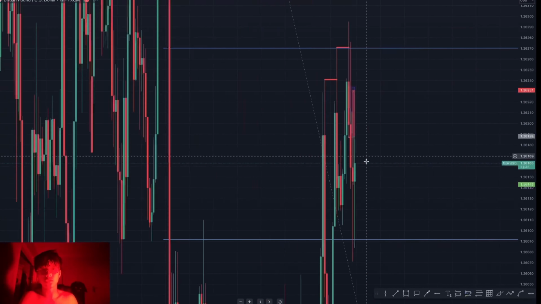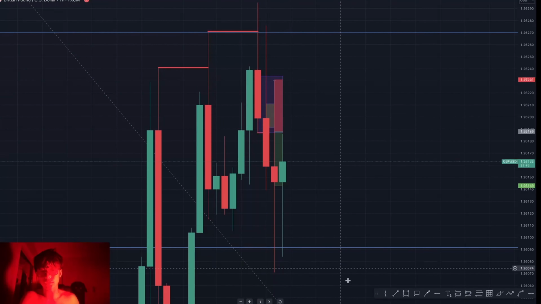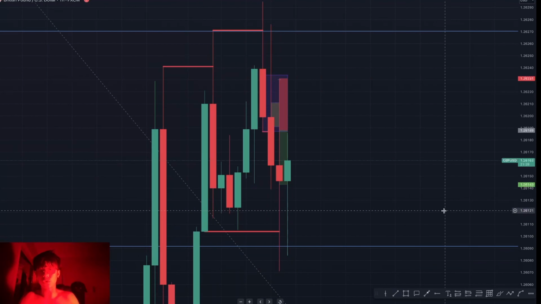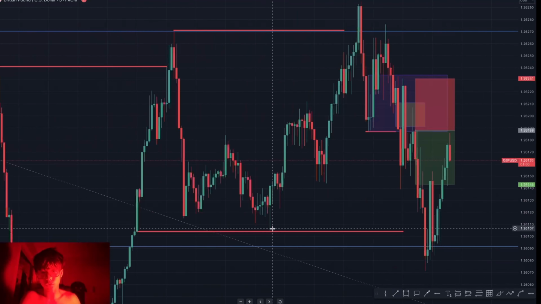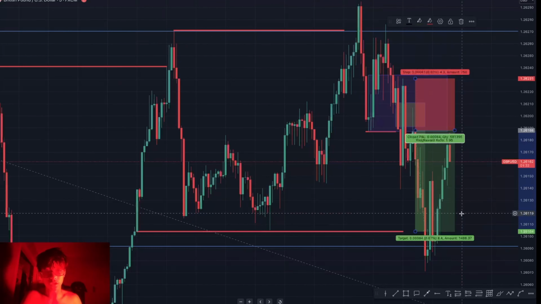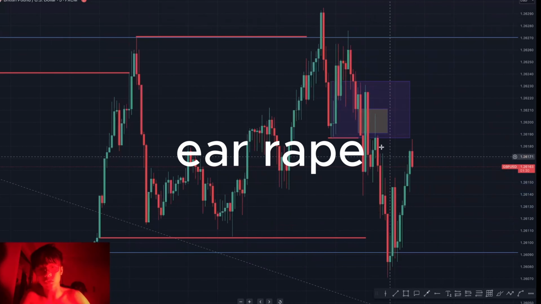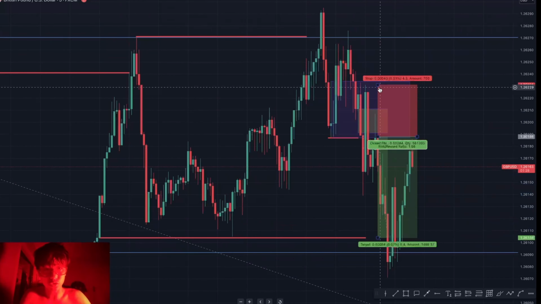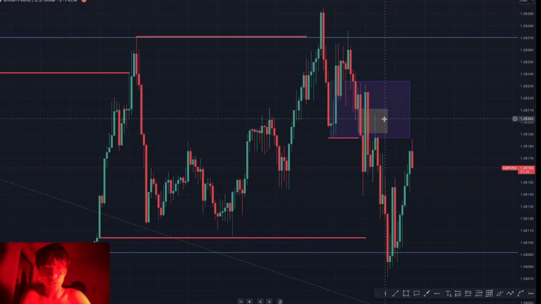First take profit was at the start of the 1 hour fair value gap right here, which also lined up with this draw on liquidity. Got a good fill, so I think I got like a 2 risk to reward. We just got stopped at a break even, so not a bad day.